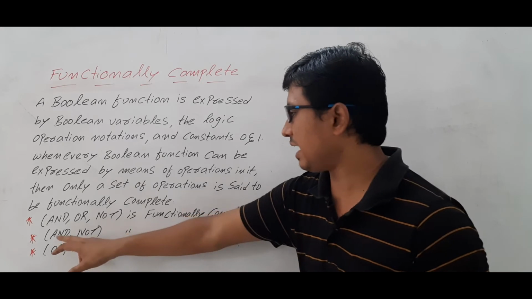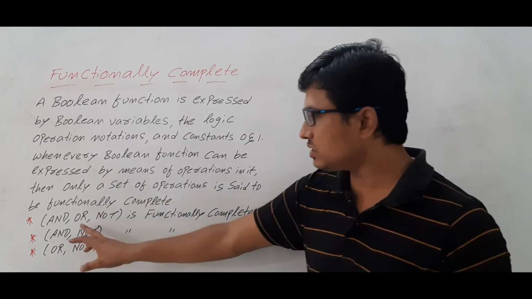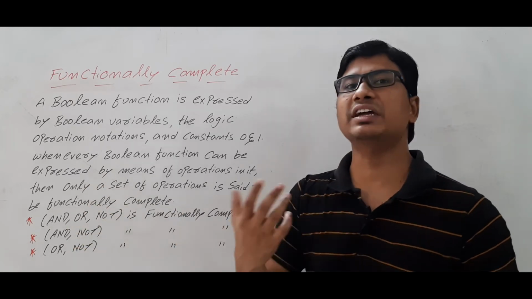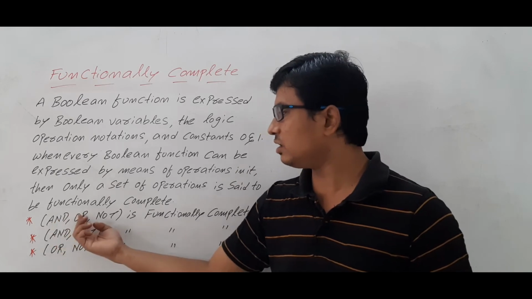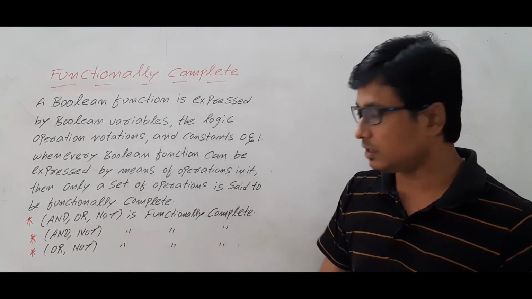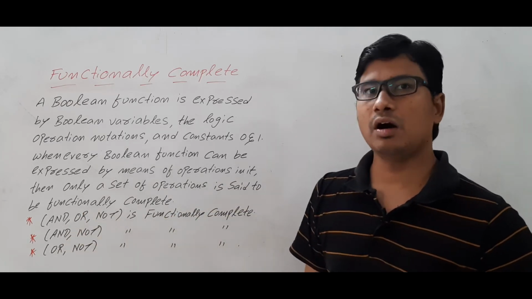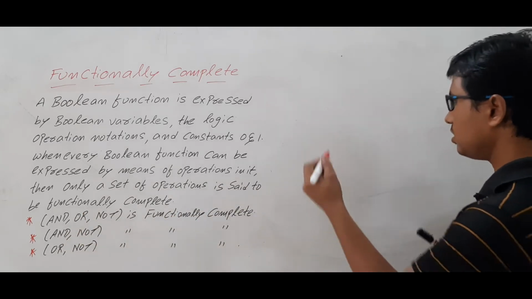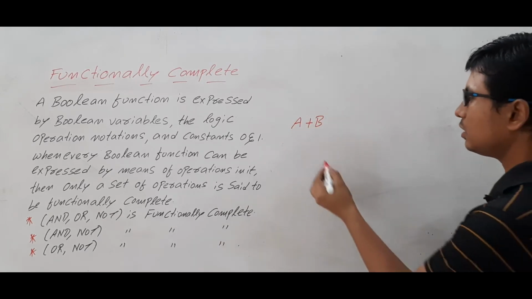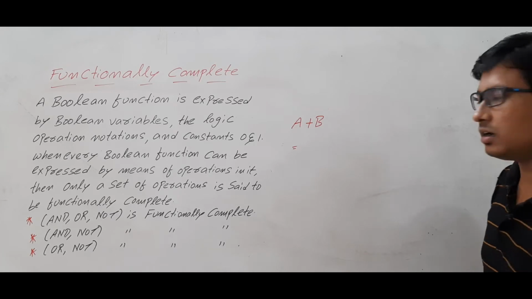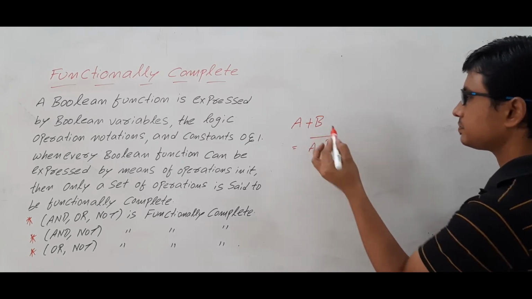So what they said, AND, NOT is also functionally complete. Why? Using AND, NOT, you can even find the OR. Are you able to understand? Initially AND, OR, NOT were said to be functionally complete. Using AND, NOT, people have defined OR. How is it? What is OR? OR is nothing but A OR B. Can I write it like this? Now I can write the OR by using this one.